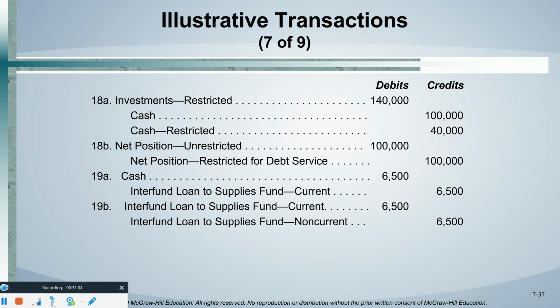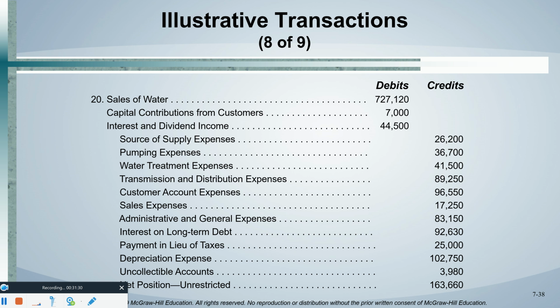payment. So journal entry 19A, debit cash, credit the current loan receivable, and journal entry 19B, we are going to graduate the next $6,500 into the current loan receivable with the debit, and we will credit the long-term loan receivable with a credit. This is the opposite journal entries of what we saw earlier in the supplies internal service fund.